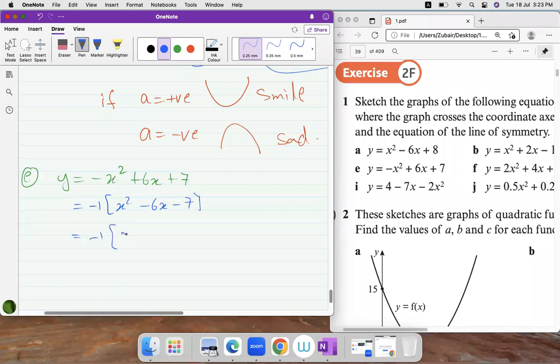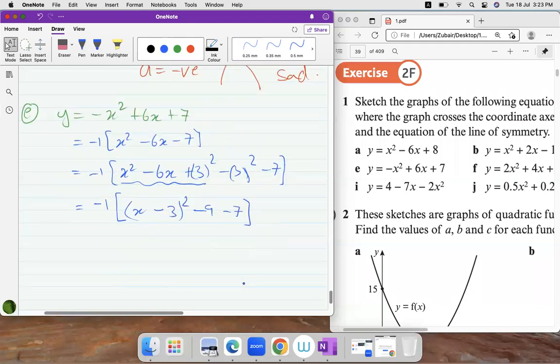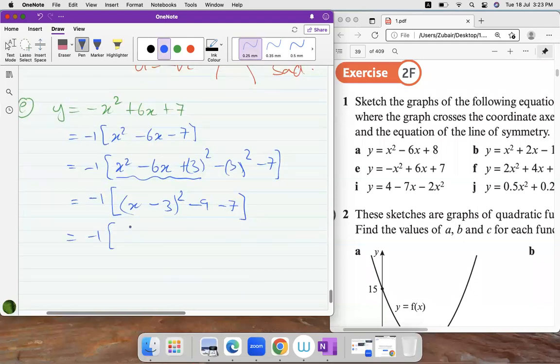Next step, whatever the coefficient of x is, this is minus 6. So we take half of it: plus 3 square minus 3 square minus 7. Negative 1 continues outside, closing these: x minus 3, whole square, minus 9, minus 7. Negative 1 times x minus 3, whole squared, minus 16. Now I'm taking this one inside. So this is negative x minus 3, whole square, plus 16.